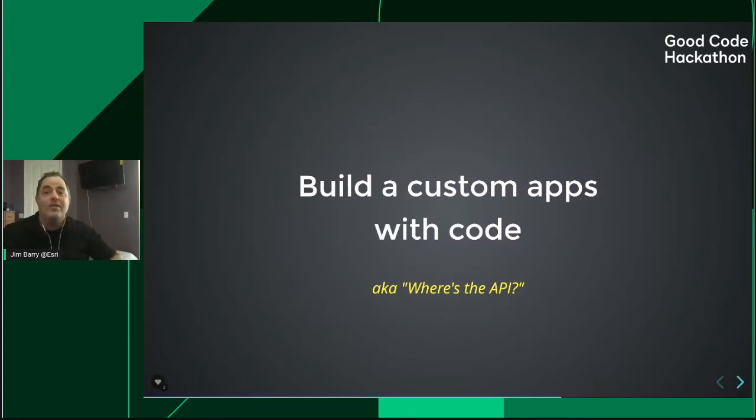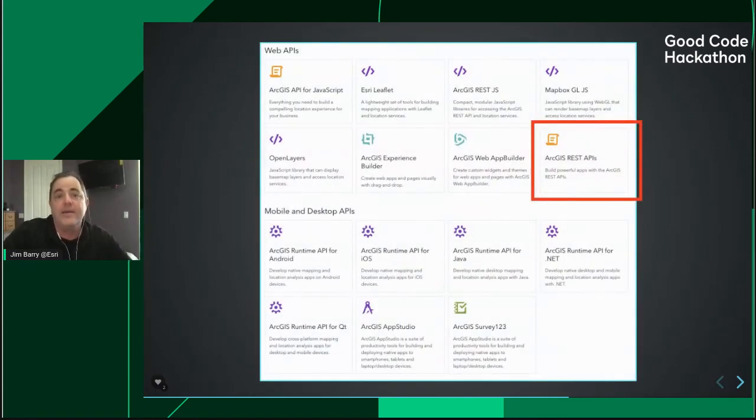Okay, sure, there's a lot of no-code ways to build custom apps, and I covered a lot of those, but developers often want the API. Where's the API? They want to code things themselves, and that's great. Okay, let's do that. So when you're logged into your developer account, you'll see a wide variety of APIs that you can use depending on what kind of app you're building.